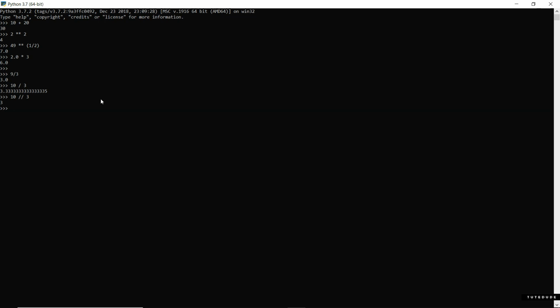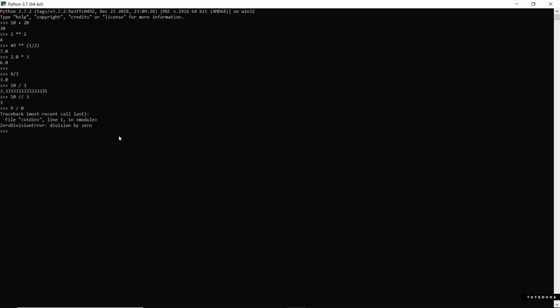What if we use 0 in the denominator? Let's check it out. 9 divided by 0. Yes, there's a traceback. There's a zero division error, which means you should not divide by 0. Never try to give a 0 value to the denominator.